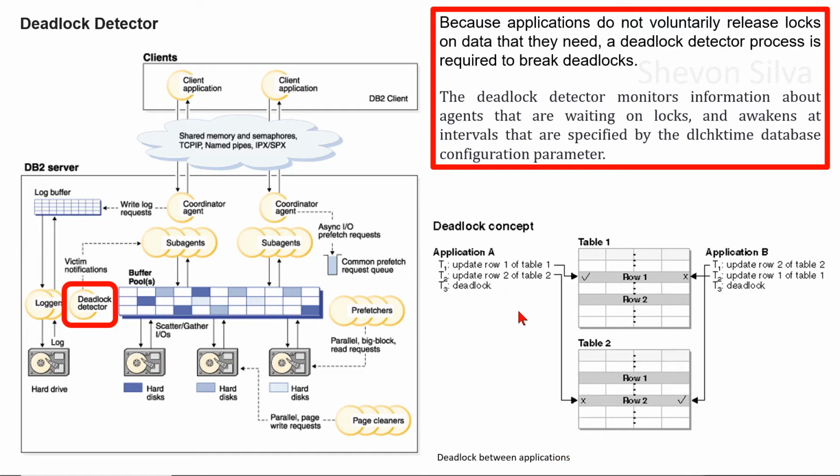In this example, you can see there are two applications running concurrently, application A and application B. The first transaction for application A is to update the first row in table 1, and the second transaction is to update the second row of table 2. Application B updates the second row in table 2 first, then the first row in table 1.